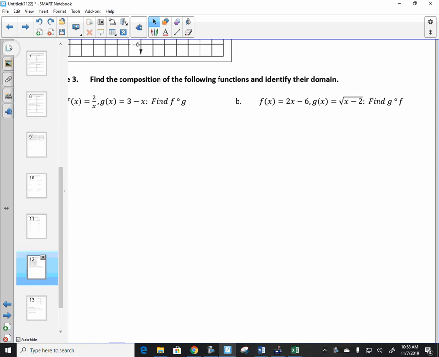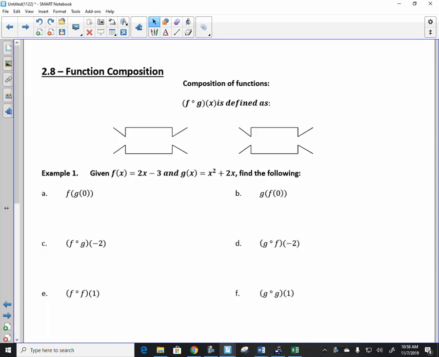We're going to start right here. Today we teach you a new operation. The operation is function composition.